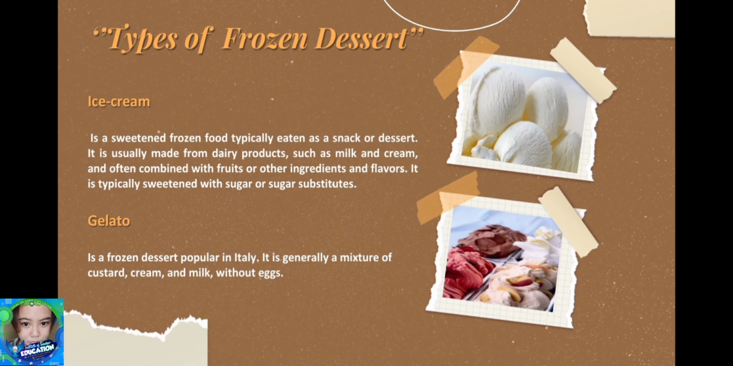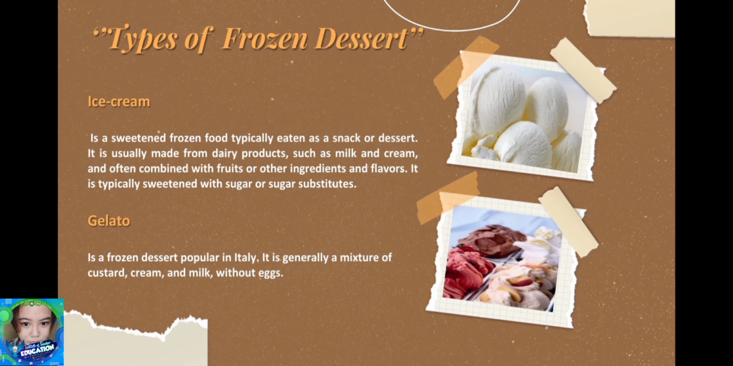It is usually made from dairy products such as milk and cream and often combined with fruits or other ingredients and flavors. It is typically sweetened with sugar or a sugar substitute. The next one is the gelato. Gelato is a frozen treat that hails from Italy. The word gelato actually means ice cream in Italian. So it is a frozen dessert popular in Italy. It is generally a mixture of custard, cream, and milk without the use of eggs.